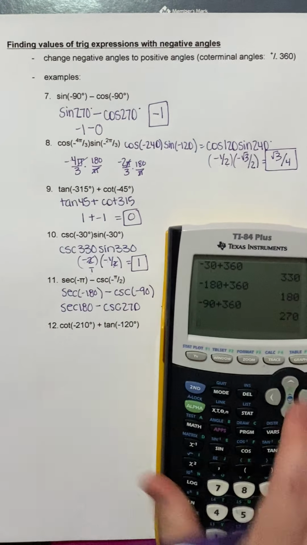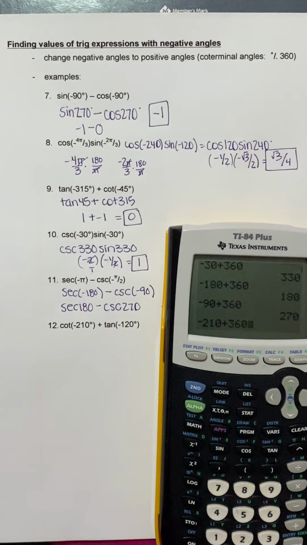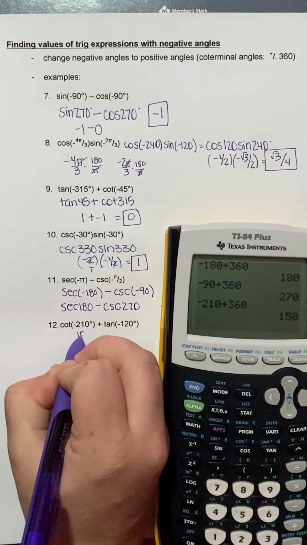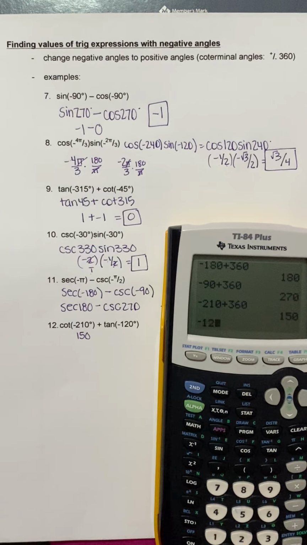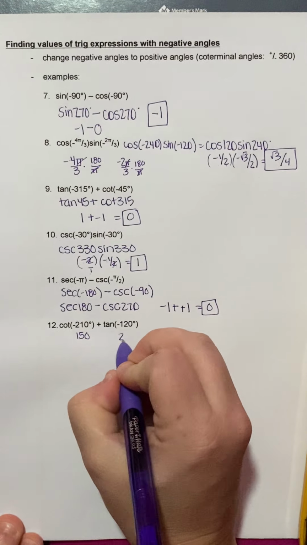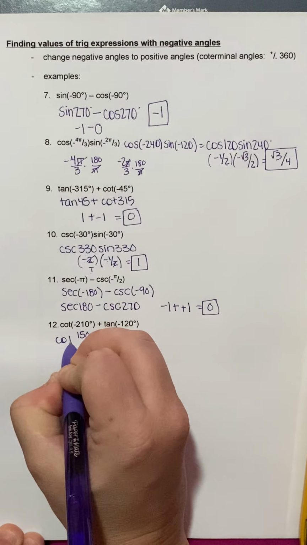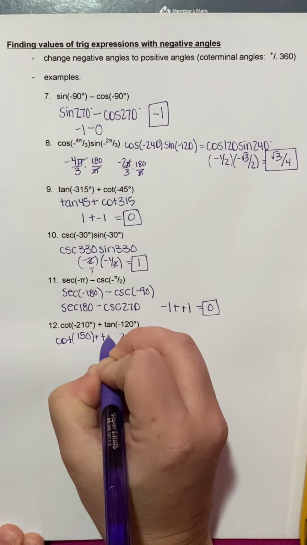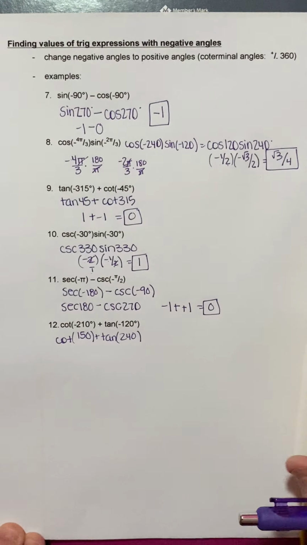All right, let's look at this last one right here. We got negative 210 plus 360. This is 150 right here. And then I've got negative 120 plus 360. Remember, we don't like negative angles, so let's get rid of them. So that's the same thing as 240. So let's rewrite these trig functions right here: cotangent of 150 plus the tangent of 240.